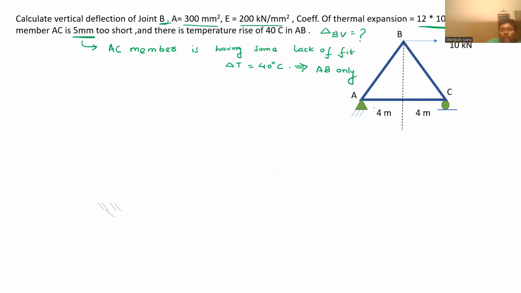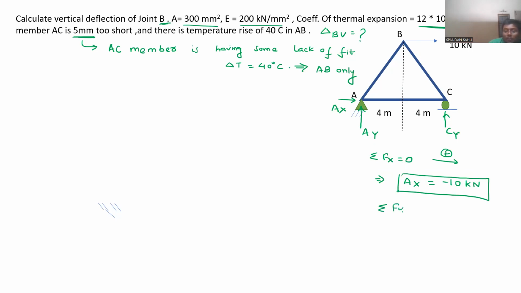Now, let us draw the free body diagram. Here it is hinge, so it will be AY, AX. Here it will be CY. So now let us do summation of Fx equal to 0 again. Here you will get AX equal to minus 10 kilonewton. I am taking this to be positive. So summation Fy will be equal to 0 and upward I am taking to be positive. This implies Ay plus Cy equal to 0.